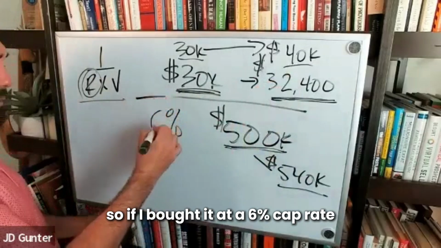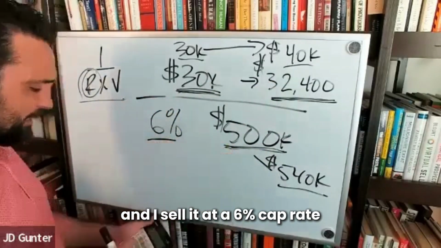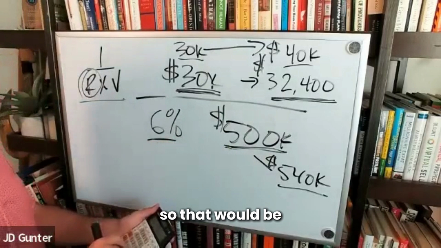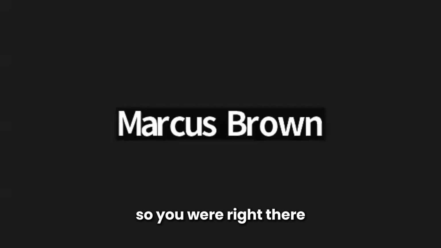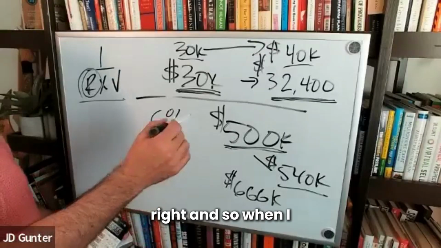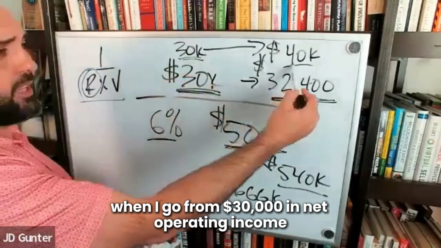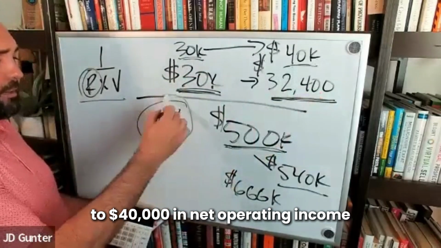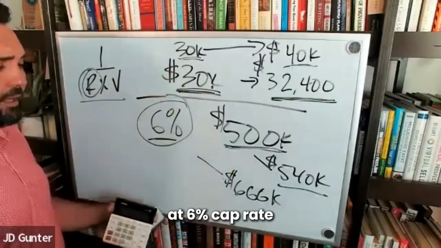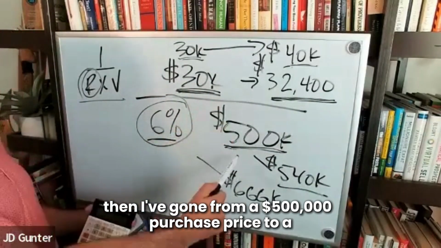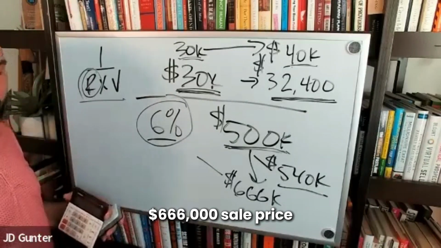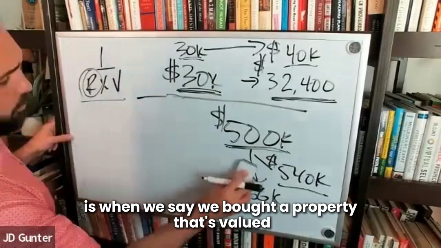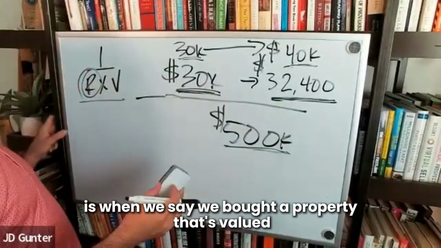And if I bought it at a 6% cap rate and I sell it at a 6% cap rate, so that would be 40,000. Nika just said that I agree. I just calculated. That's a 1-to-16 ratio. So you're right there. Right. And so when I go from $30,000 in net operating income to $40,000 in net operating income at a 6% cap rate, then I've gone from a $500,000 purchase price, $666,000 sale price.